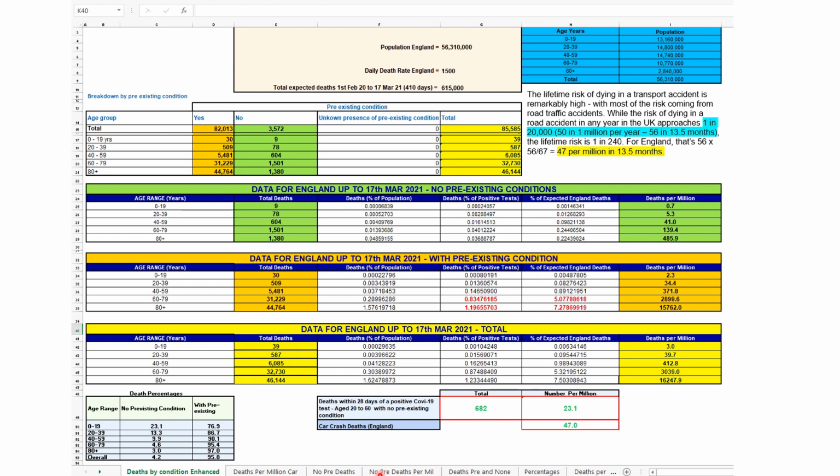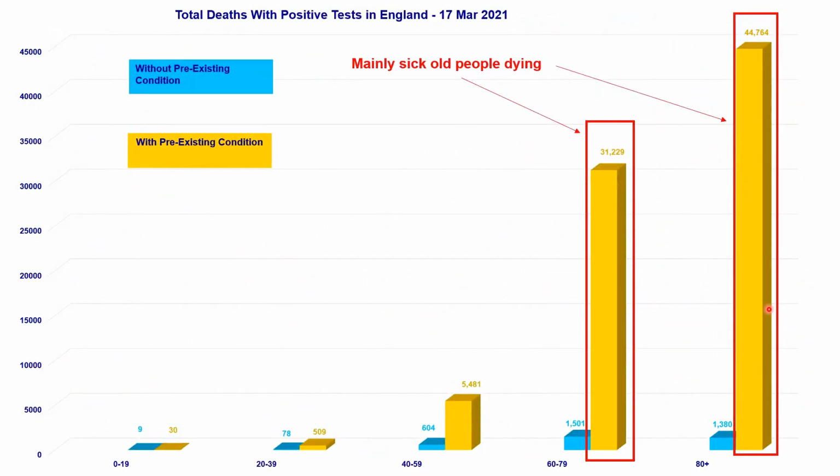So I've just done some calculations here to show, if you take somebody that's aged 20 to 60, so driving a car and without pre-existing conditions, with COVID, the chances of dying in that age range are 23.1. These are dying in hospital figures, and the car crash deaths is 47. So I'll show you the graph and talk about that later. But from this, you can produce some charts.